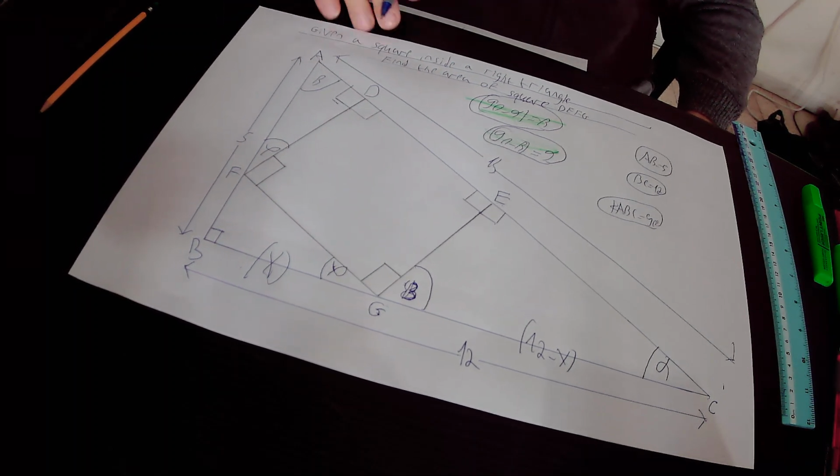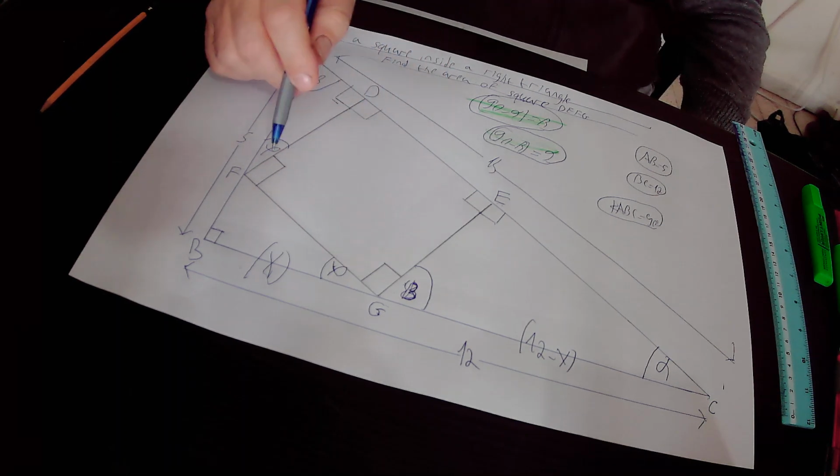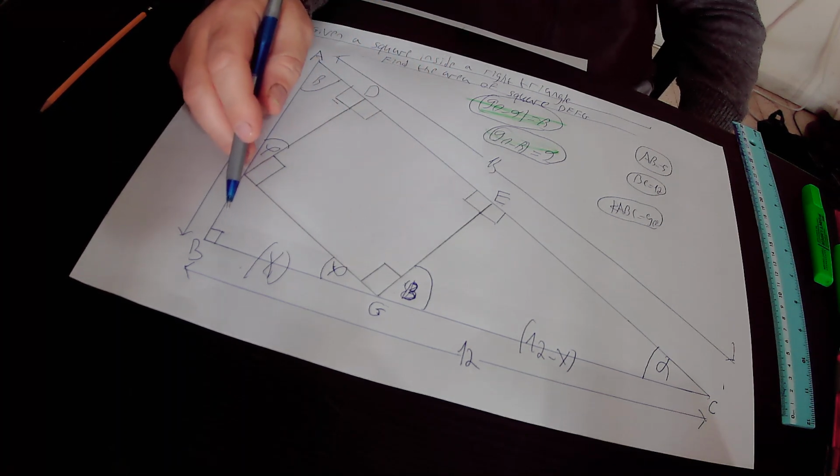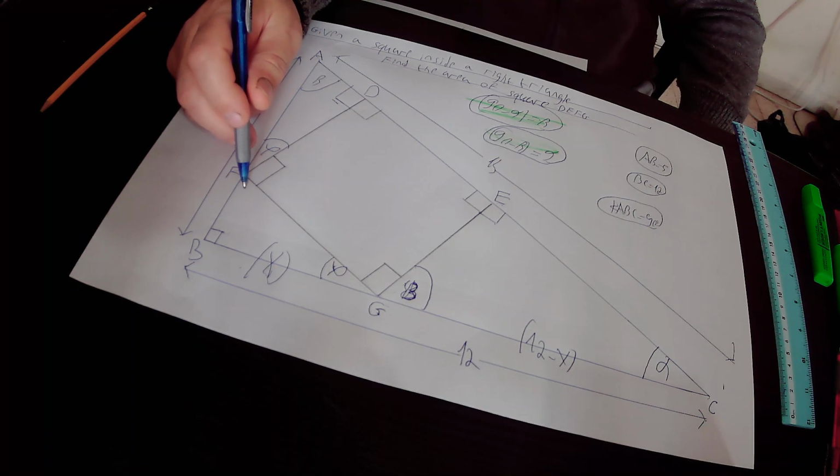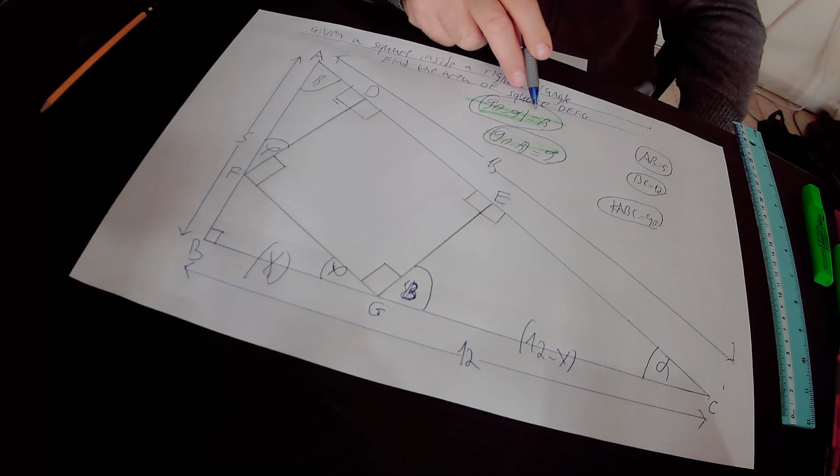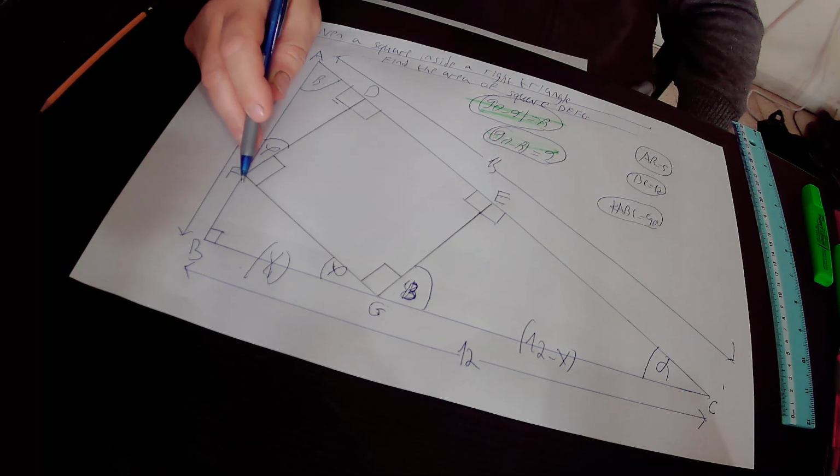So in the right triangle FBG, this angle equals alpha, this angle equals 90 degrees. Therefore, the missing angle must be equal to 90 degrees minus alpha, but 90 degrees minus alpha equals beta, therefore the missing angle equals beta.